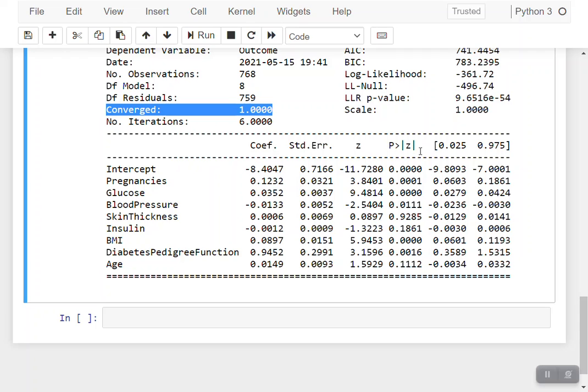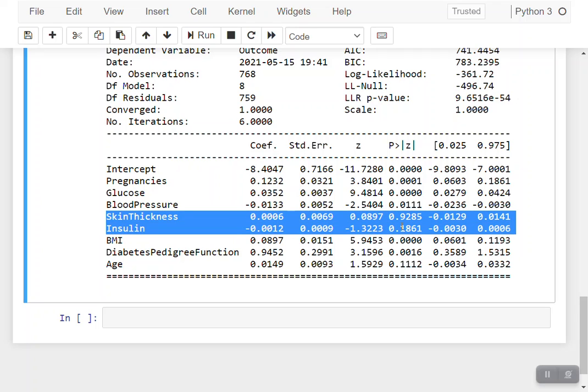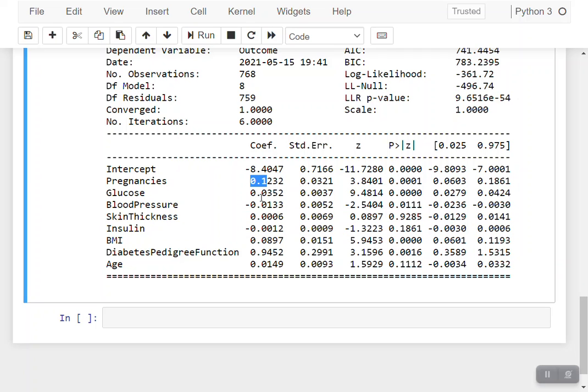So just quickly scanning through the p-values, we see that everything is significant except skin thickness and insulin. Also age as well. So it means that those predictors are not statistically related to the outcome in that case. But everything else is related, such as pregnancies, for example, the coefficient is 0.1, glucose, the coefficient is 0.03, and blood pressure, the coefficient is minus 0.133.